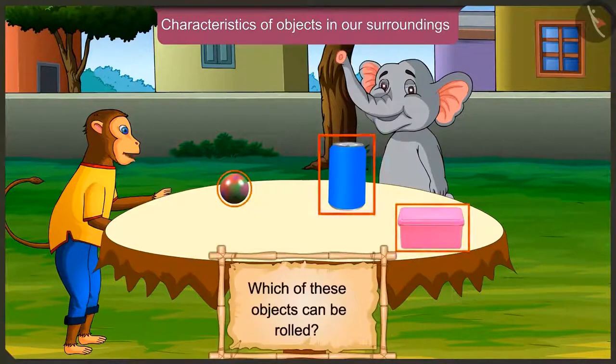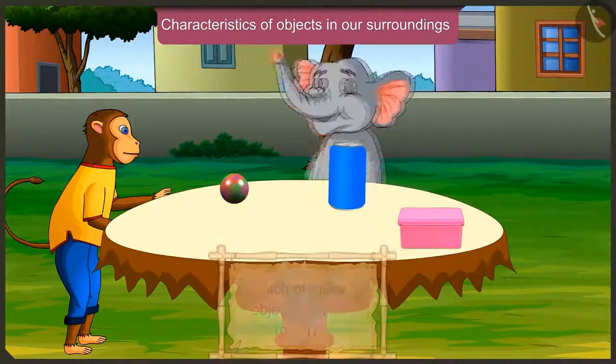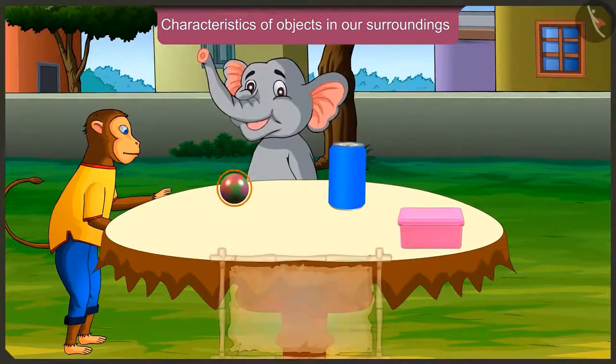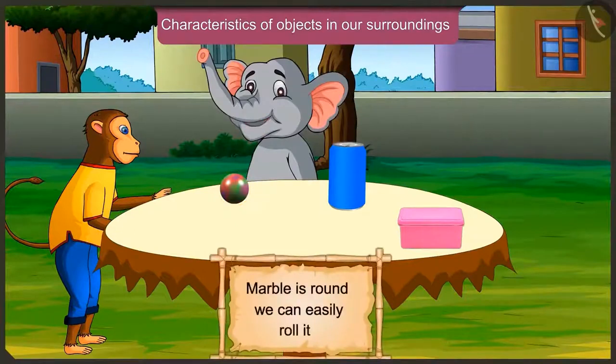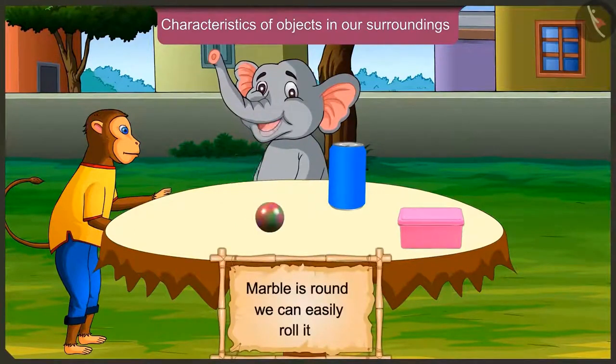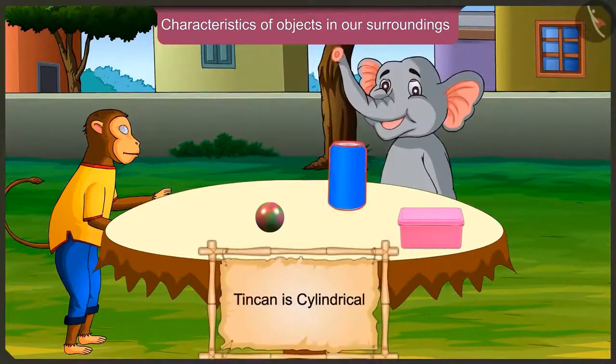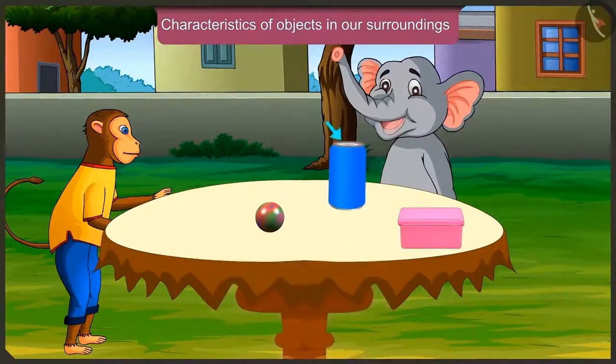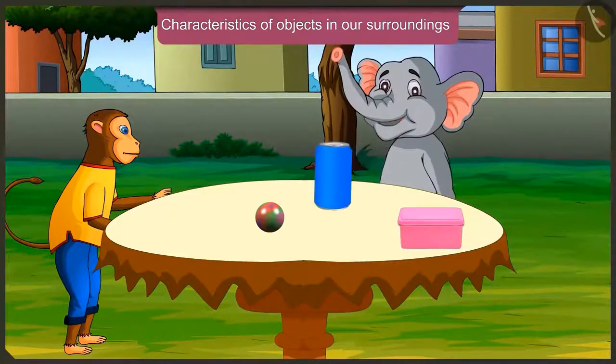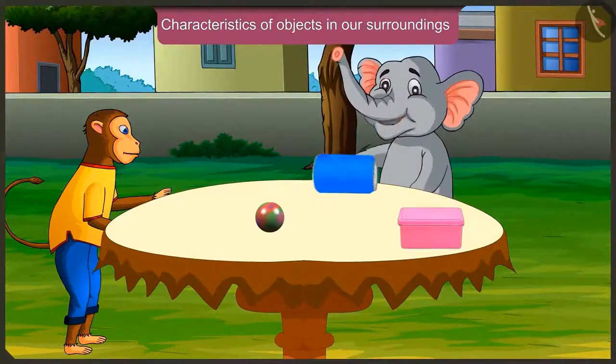Tell me one thing. Which of these objects can be rolled? Look, this marble is round. We can easily roll it like this. And as you can see, this tin can is cylindrical. Cylindrical objects have a flat surface on top and also on bottom. That's why we can slide them. But if its surface is curved, we can also roll them like this.